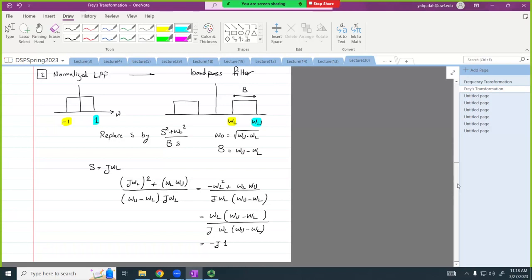Now one thing we have to mention here is that when we do a bandpass filter, the filter order is going to double. Why is the filter order going to double? Because of how we're replacing S. We're replacing S by S squared. So if the filter was fifth order, we're going to double that. Make sense? Yeah. So the bandpass and the bandstop filter will double the filter order. So let's write a note here that the filter order doubles.